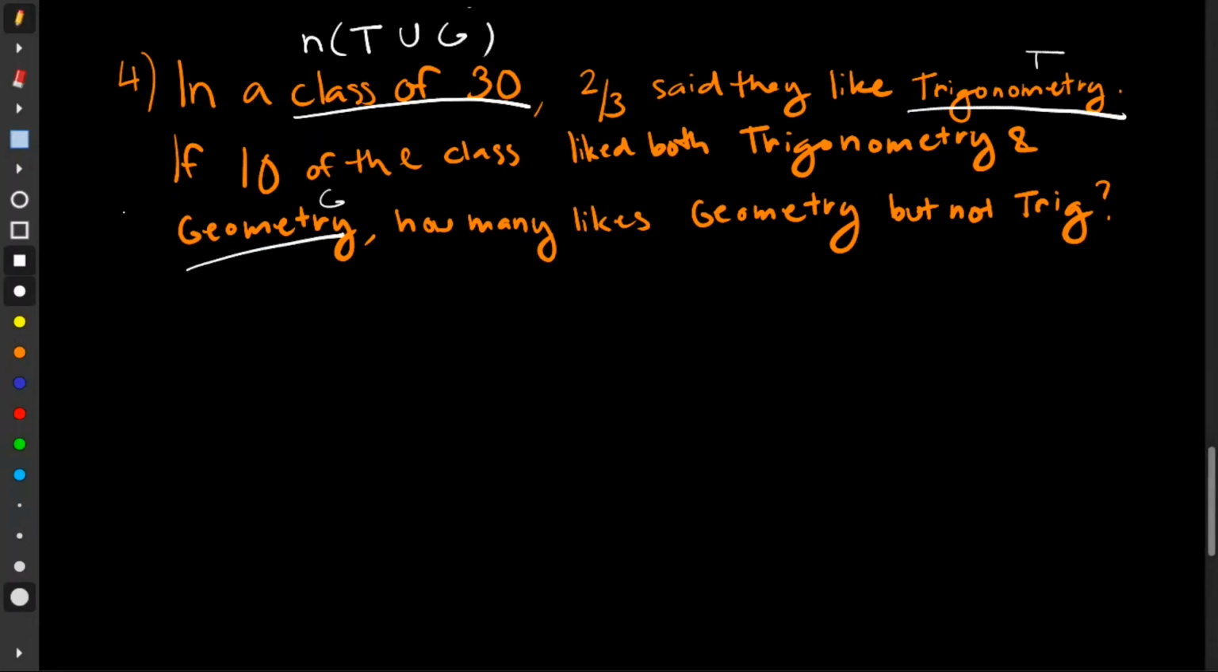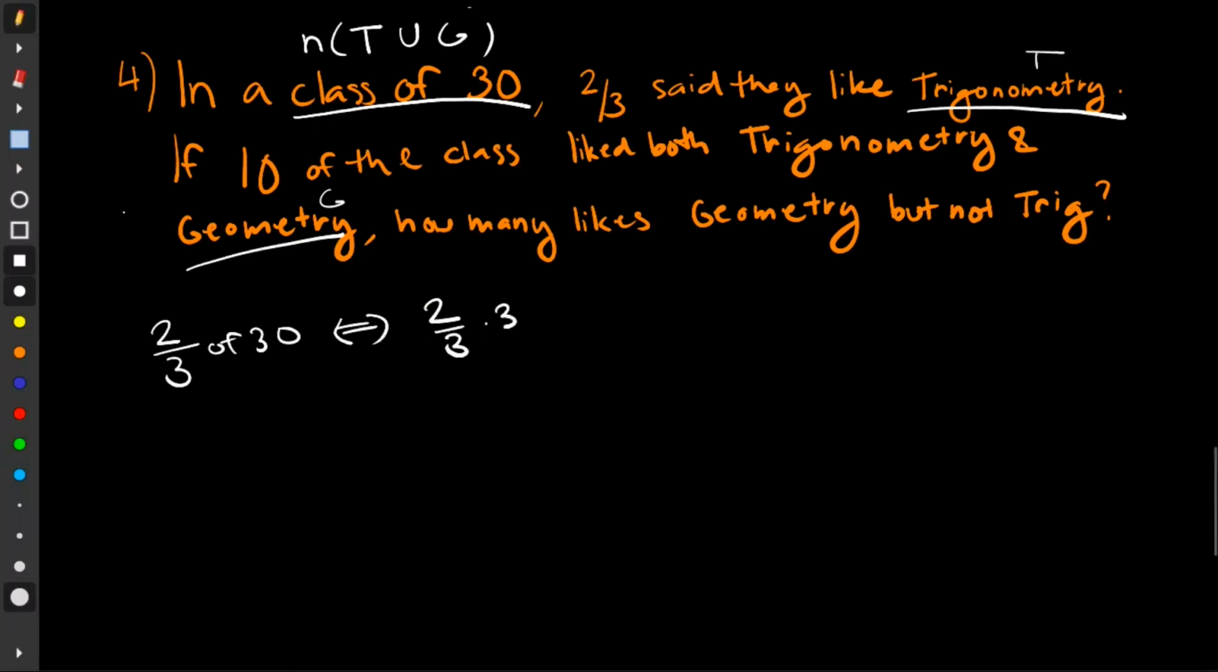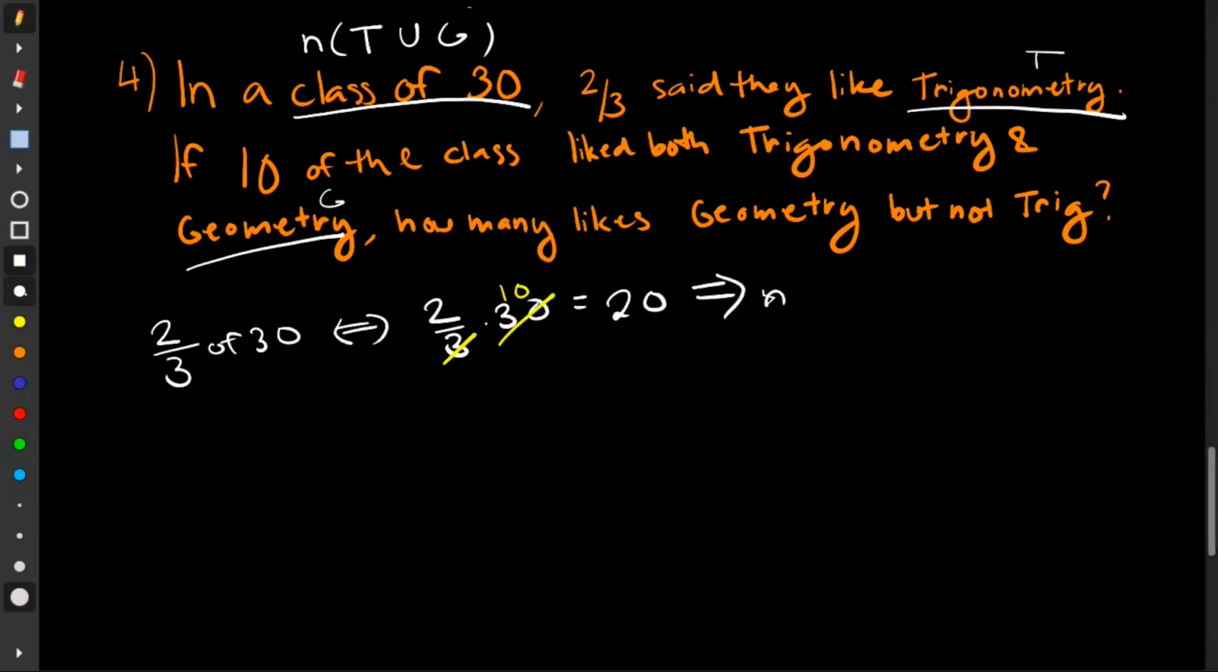Now we have here 2/3 said they like trigonometry. So how would we solve this 2/3? That's simply, since we have the total number of students as 30, 2/3 of 30, which is 2/3 times 30. So cancelling, we'll be left with 10, and so this is equal to 20. So we now know that the cardinality of T is equal to 20.